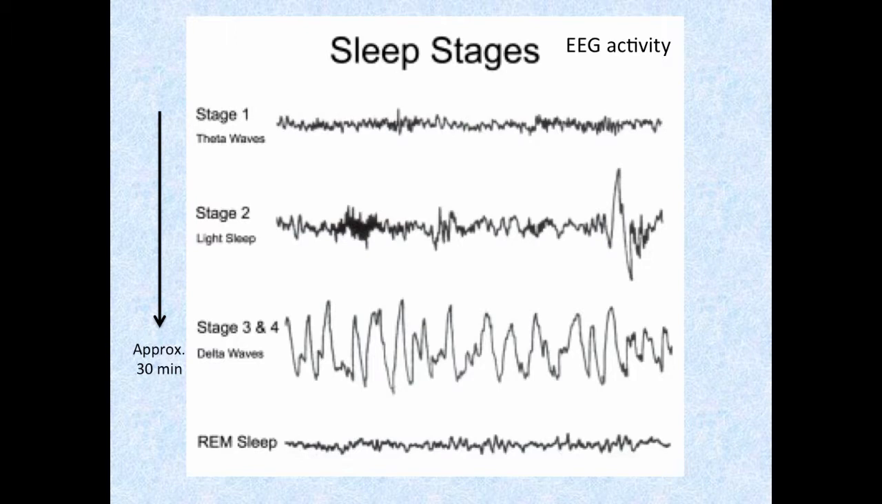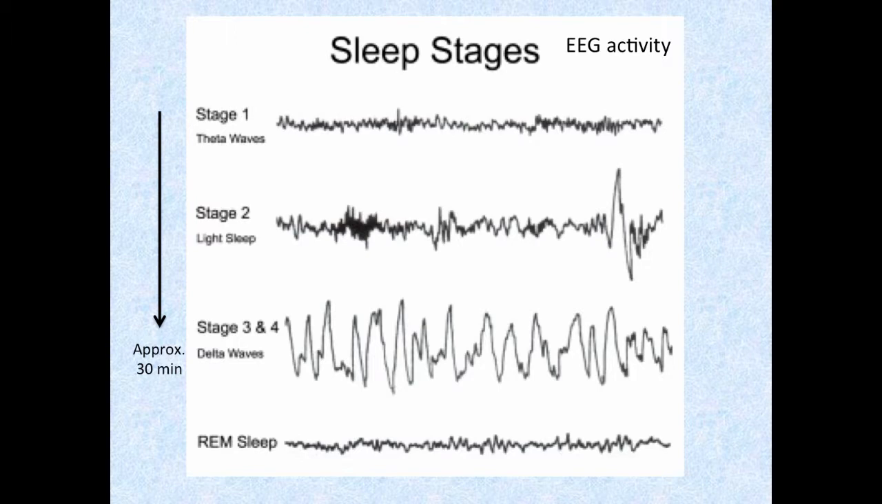Now, during stage 3 and stage 4, respiration continues to slow down and become more regular. Heart rate also continues to slow down. The muscles continue to relax, and temperature also continues to drift downward. Stage 3 and 4 sleep are associated with the release of several hormones, such as growth hormone, that are critical for tissue repair and cell turnover.